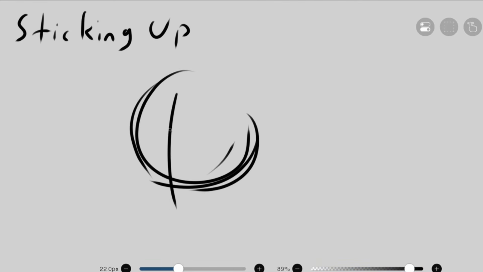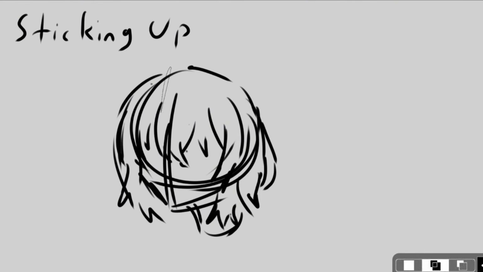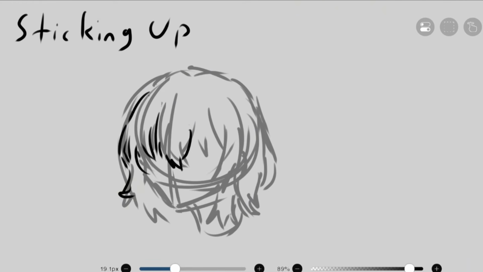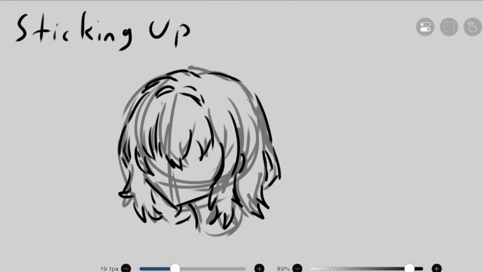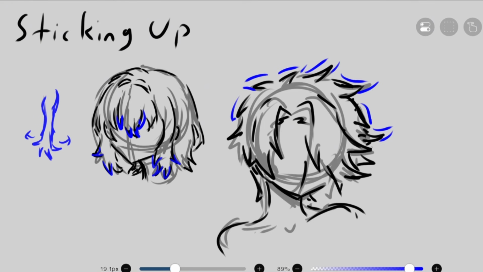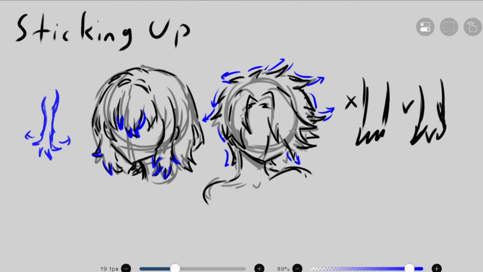Sticking up. It's just curvy or wavy hair curving upwards as it ends. So, for example, for a short hair like this, all the clumps would just be sticking up. An important thing to keep in mind is to make these curves irregular. So instead of this, it should be like this. Try to go one curve, one opposite curve, and one wavy curve, while also changing their sizes slightly.